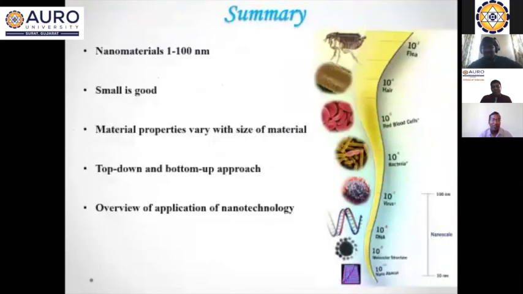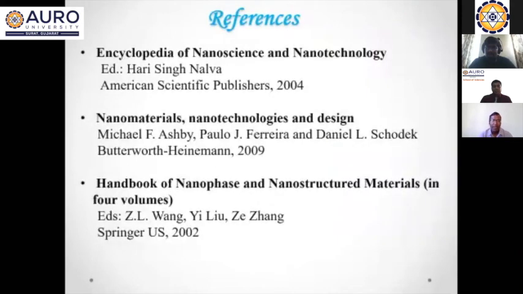So in summary, what we learned is what the size of nanomaterials is, why small is good compared to bulk material, why it is beneficial, how the material properties change with the size of the material, how we can prepare these nanomaterials by top-down and bottom-up approaches, and also some overview of applications of nanotechnology. There are some reference books like Encyclopedia of Nanoscience and Nanotechnology by Hari Singh Nalwa, and also Nanomaterials, Nanotechnologies and Design, and Handbook of Nanophase and Nanostructure Materials. There are plenty of other books you can refer to in order to understand this technology.